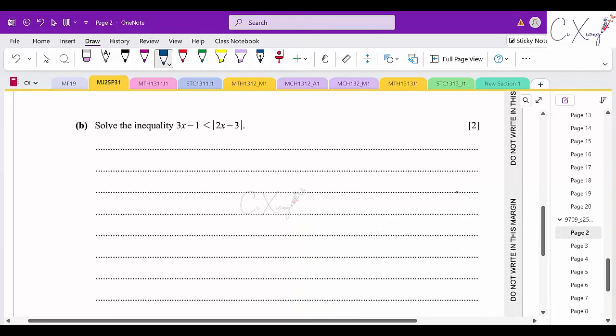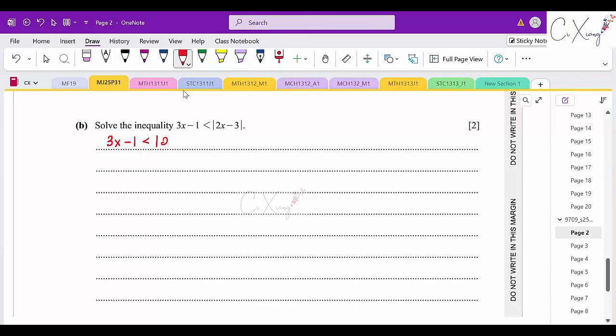Let's continue to part B. They want us to solve this inequality: 3x minus 1 is smaller than modulus of 2x minus 3. Alright, and since they asked us to draw the diagram for the modulus function in part A already, I already have the diagram for this one.